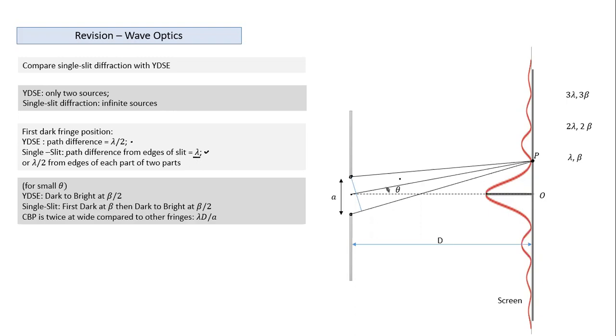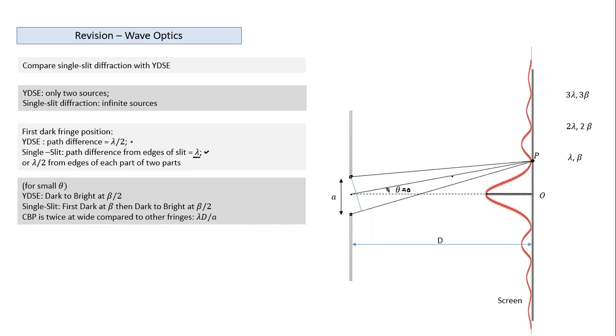Second part: for small theta, assume a number of fringes are forming, all within a small angular position, something like between 10 to 15 degrees. In case of YDC, any two consecutive dark and bright fringes we take, including central bright and first dark also, are at a spacing of beta by 2. So alternate bright and dark are at beta by 2.